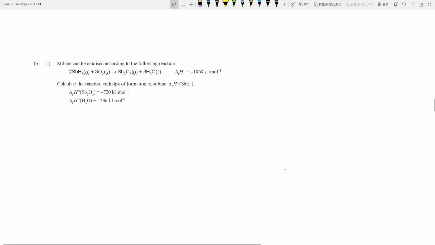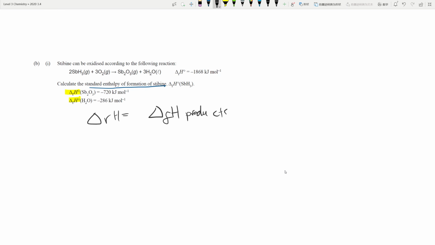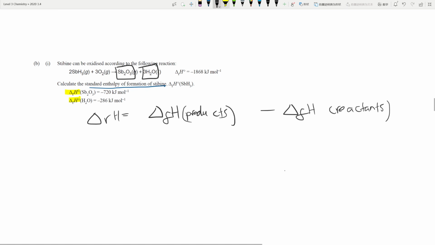Next one, that's a bit small, let's make that a little bit bigger. Calculate the standard enthalpy of formation for this. When you get calculations like this, I just look at these enthalpies. You don't need Hess's law to do this. You just go: enthalpy of reaction equals the total enthalpy of formation of products minus the total enthalpy of formation of reactants. What are my products? My products is this. What are my reactants? My reactants is this. I don't care about the oxygen because that's an element, and an element has no enthalpy of formation.